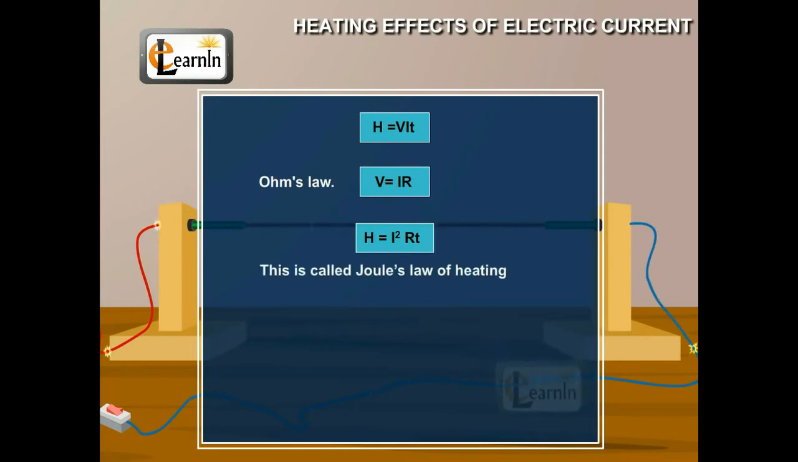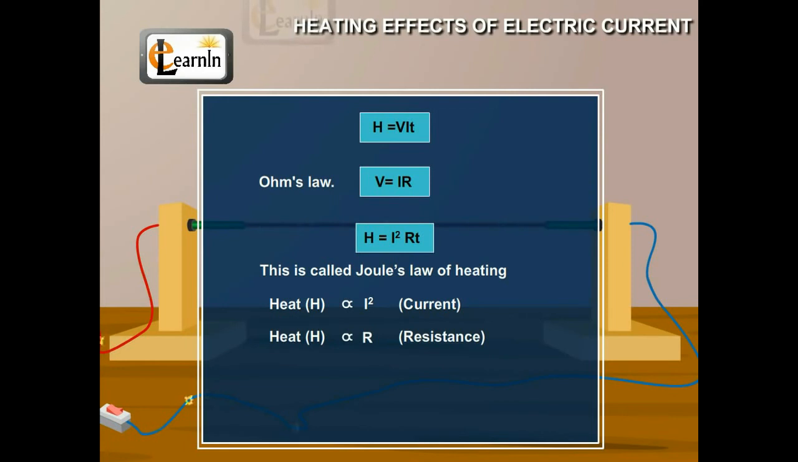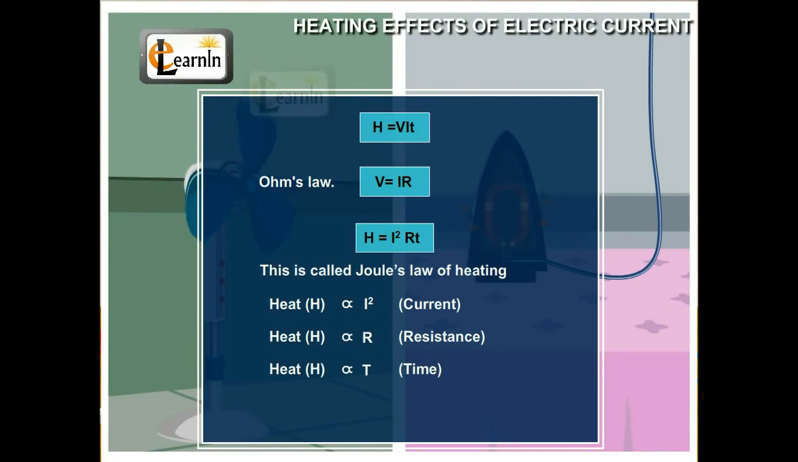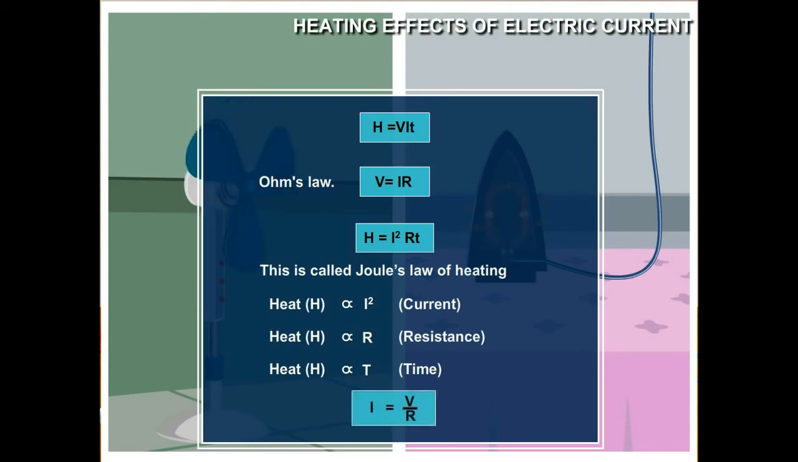The law implies that heat produced in a resistor is directly proportional to the square of the current for a given resistance, directly proportional to the resistance for a given current, and directly proportional to the time for which the current flows through the resistor. In practical situations, when an electric appliance is connected to a known voltage source, the equation representing Joule's law can be used after calculating the current through it using the relation I equals V by R.